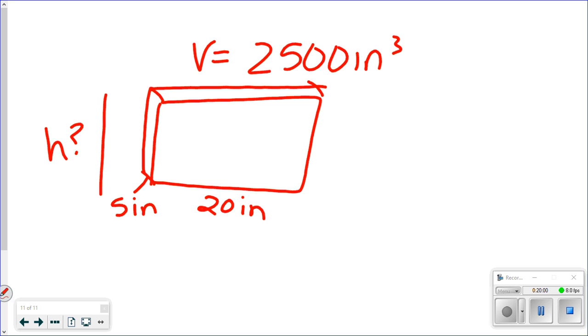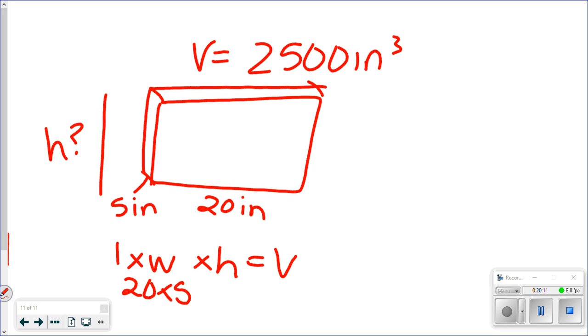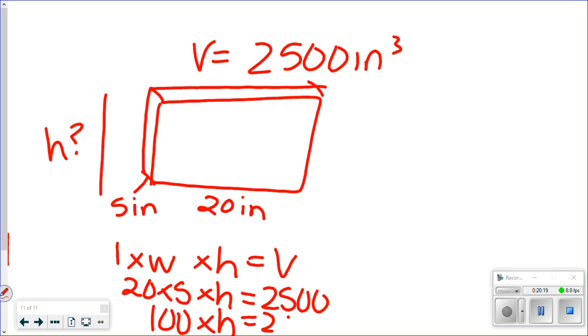We know it's going to be 3 things. It's going to be your length times your width times your height. That's how you find your volume, right? Your base times your height. Well, you take 20 times 5 times height equals 2,500. You're right, multiply those two things together. This is 100 times your height equals 2,500.